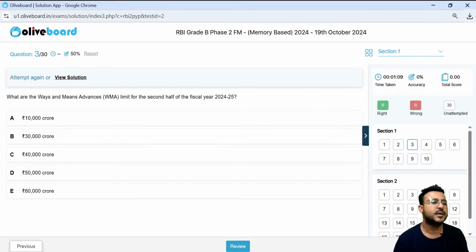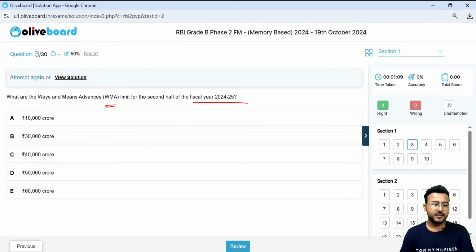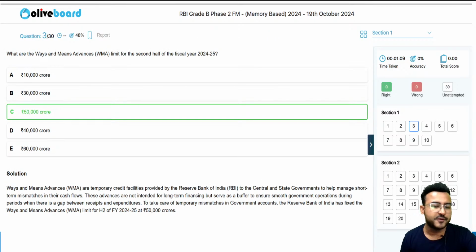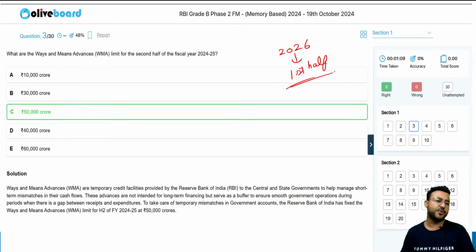Next question is, what is the ways and means advance (WMA) limit? What is the ways and means advance limit for the second half of the financial year 24-25? So this is related to your previous year. Earlier the limit used to be 50,000 crore. And if I talk about the new limit, can you guys tell me the new limit? Anyone? What is the new limit for the first half of financial year 2026? We are talking about the financial year 2026 first half. Can you tell me the limit of the first half of financial year 2026? I'm talking about the ways and means advance limit. Anyone?